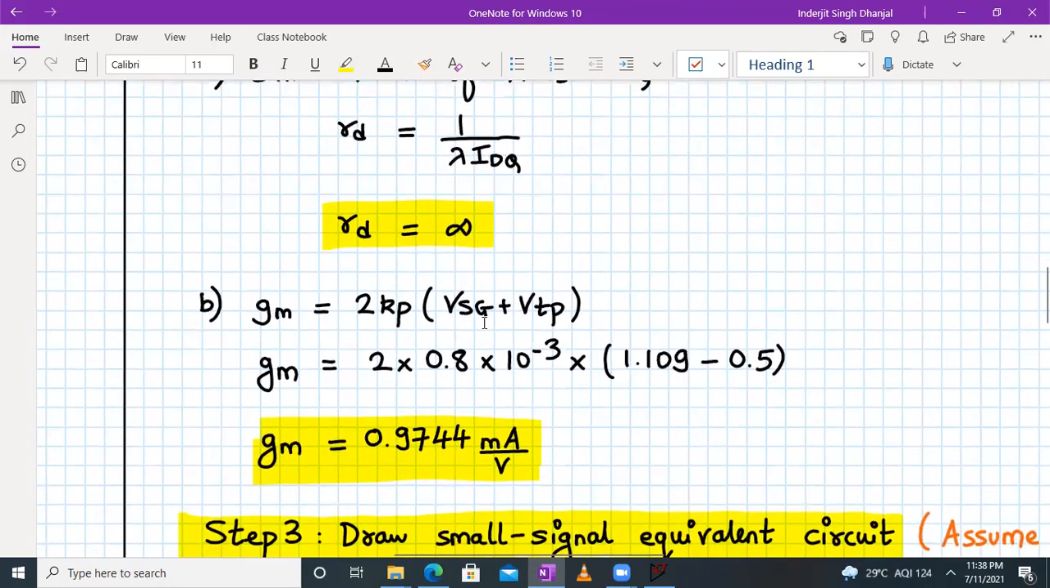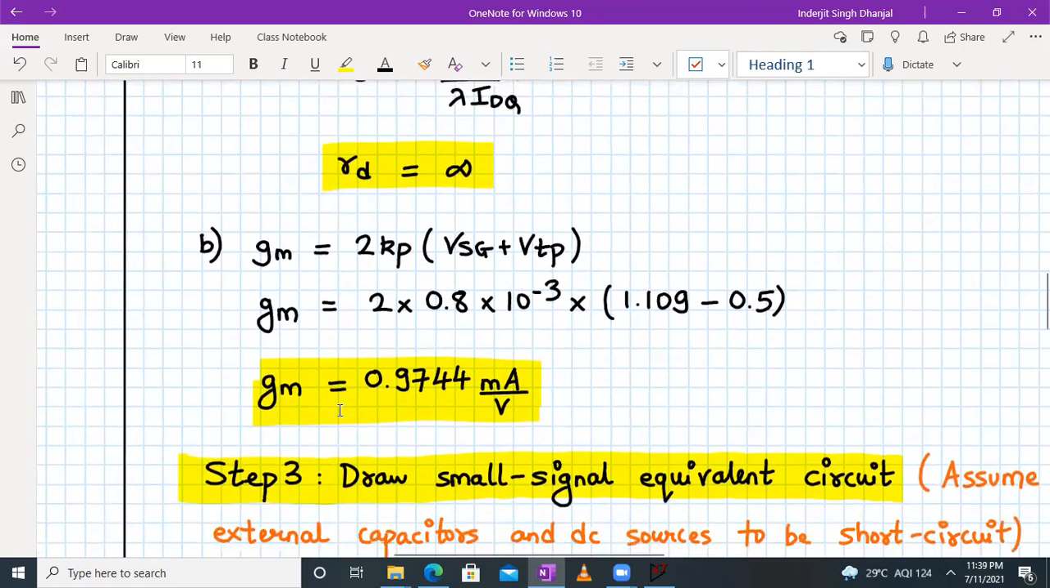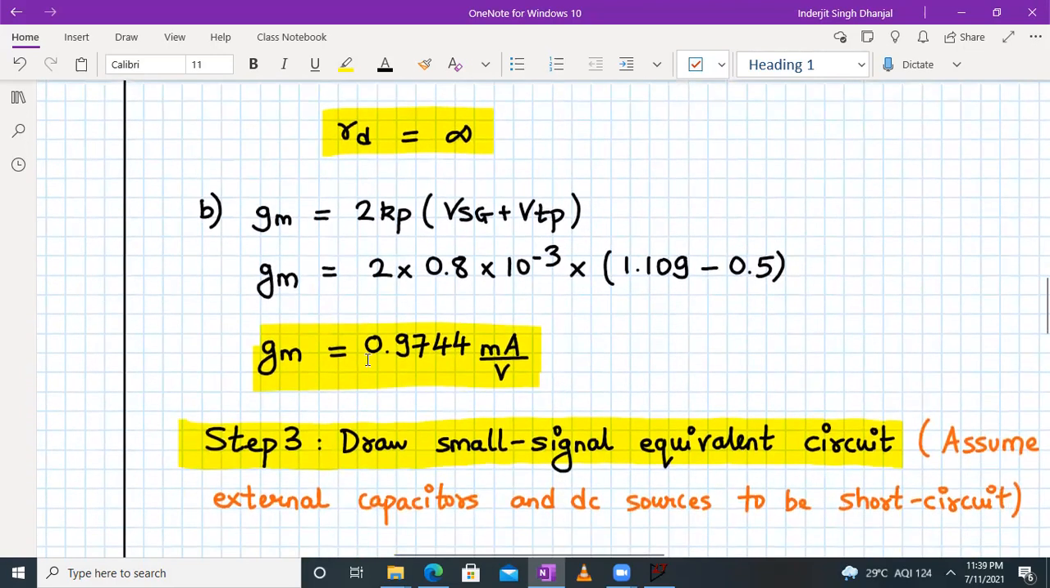Now, look carefully at the formula of GM. This is slightly different than for the NMOS transistor. For the PMOS transistor, the formula becomes GM equal to twice Kp into (VSG plus VTP). Kp value is given, VSG we have found out, and VTP is already known to us. So plug in all the values and you will get the value of GM as 0.9744 milliampere per volt.